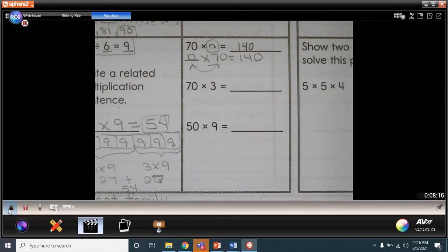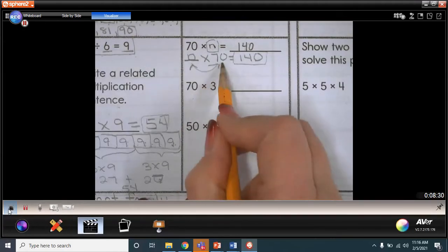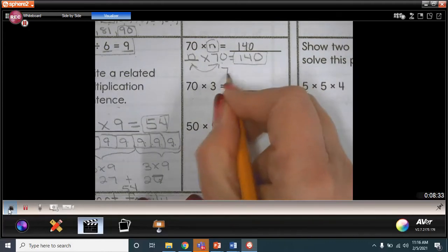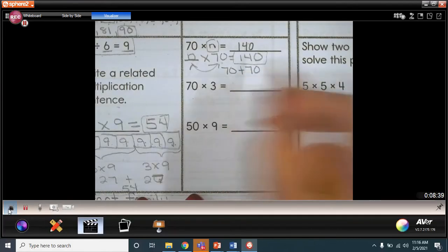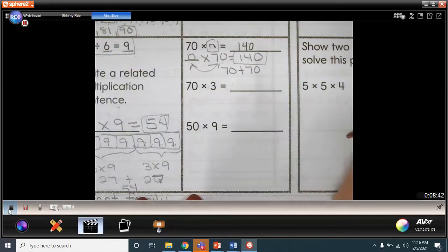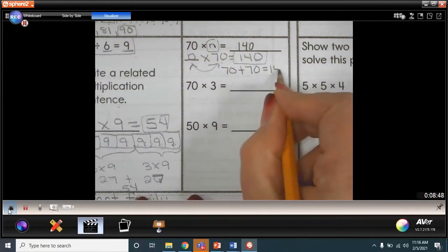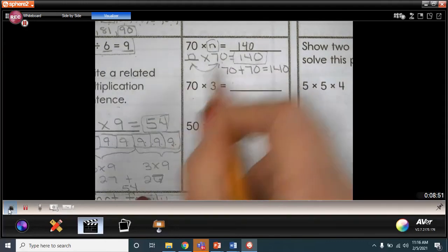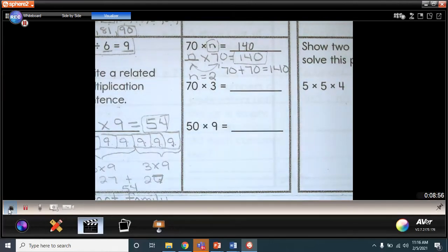But with multiplication, remember, you're adding. And when you're adding, it doesn't matter the order that you add in, you can still find the same total. So in this case, we still can find the same total. We just got to know how many groups of 70 I need. So one group of 70 is going to be 70. What happens if I add another group of 70? Well, 7 and 7 is 14. So 70 and 70 should be 140. So how many groups of 70 do I need? Well, my n is going to be 2. The number that I'm missing is 2.